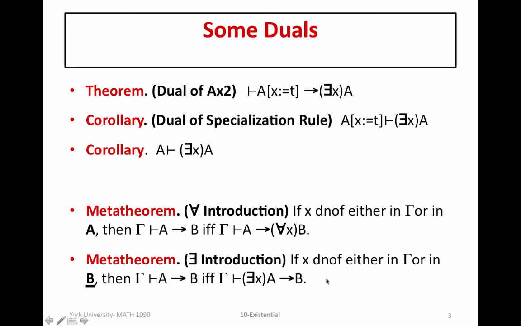Okay, so we'll look at an application of the dual of specialization in the next video, when we also look at the auxiliary variable metatheorem and how we can remove this existential quantifier in our proofs. And as you can imagine, there are some conditions under which we can do this.